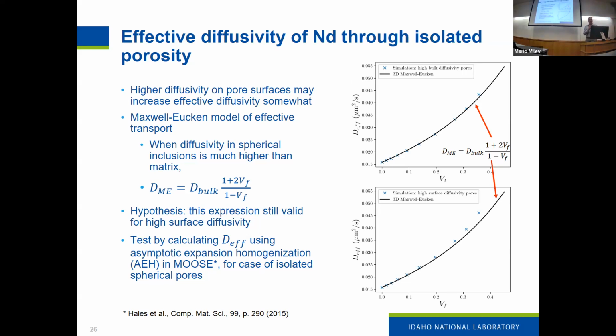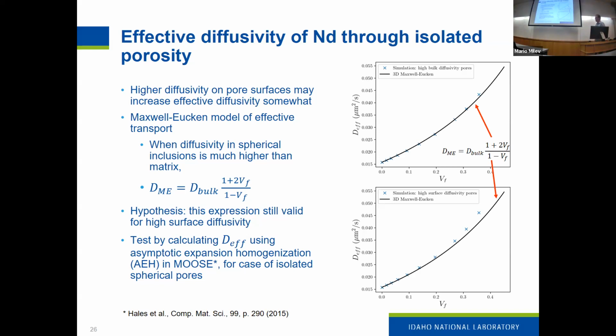So we looked at a model for effective transport, which was actually developed for heat transfer, called the Maxwell-Eucken model. If the diffusivity in the spherical inclusions is much higher than that in the matrix, it reduces to a form that's dependent only on the volume fraction of the spherical inclusions. And so we hypothesized that this expression might still be valid as long as the surface diffusivity is significantly greater than the bulk diffusivity, which it normally is.